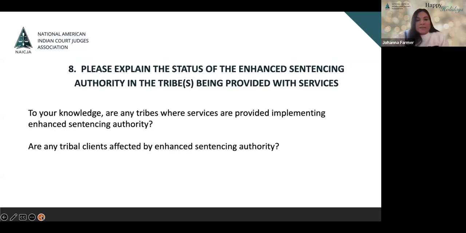Number 8 is: please explain the status of enhanced sentencing authority in the tribes being provided with services. So again, this is another kind of strange question in the TCCLA grant reporting. But to your knowledge, are there any tribes where services are being provided to implement the enhanced sentencing authority under the Tribal Law and Order Act? And then, what are any tribal clients affected by the enhanced sentencing authority that a tribe is practicing?